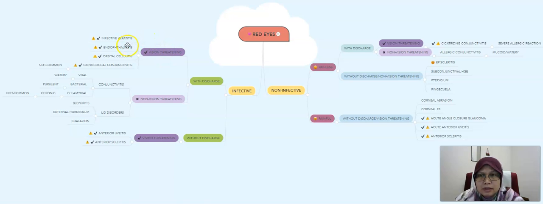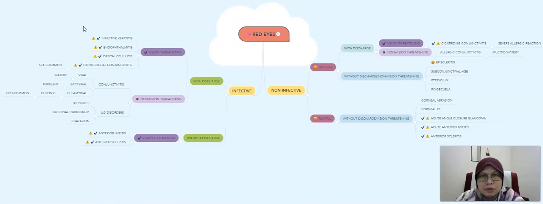Number 2 is endophthalmitis. Endophthalmitis is basically infection in all the ocular tissue. It can be probably secondary to cataract surgery. One is exogenous endophthalmitis, probably secondary to trauma. However, it can also be because of endogenous endophthalmitis.